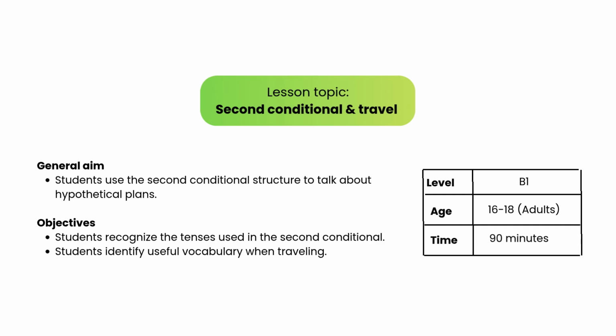So the general objective or aim of this lesson is that students use the second conditional structure to talk about hypothetical plans or situations. Now, this is the main one. We have also other objectives. The first one is students recognize the sentences used in the second conditional. And number two, students identify useful vocabulary when traveling.